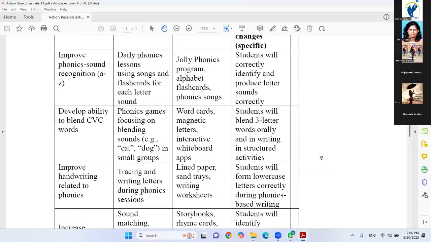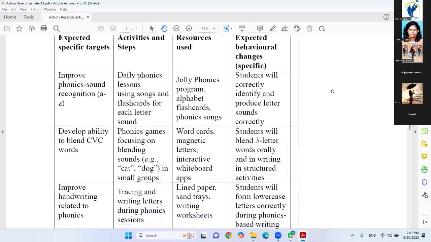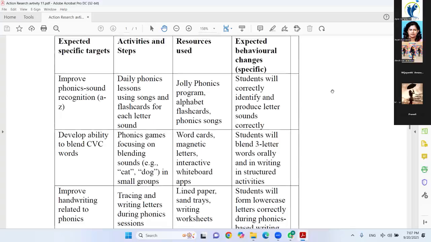Next one, second one: develop the ability to blend CVC words. Phonic games focusing on blending sounds, for example cat, dog, in small groups. Resources used: word cards, magnetic letters, interactive whiteboards. Behavioral changes: the students will blend three-letter words orally and in writing in structured activities.